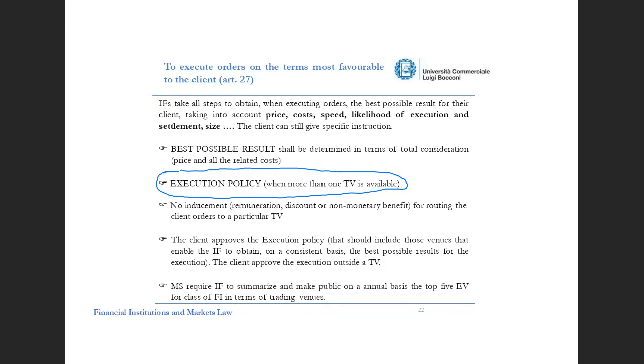And ultimately, the client may always indicate to the firm the trading venue where it wishes its order to be executed. So the client has the option of opting out from the general execution policy and ask for the transaction to be carried out on a specific trading venue.